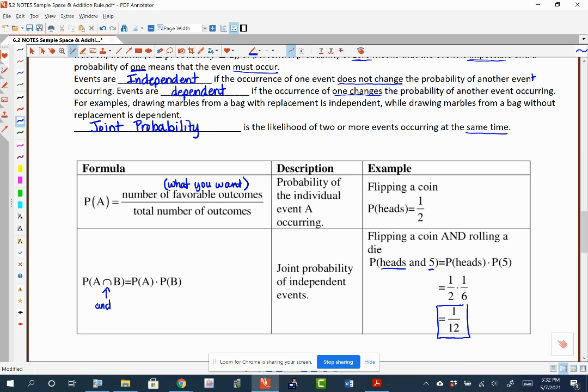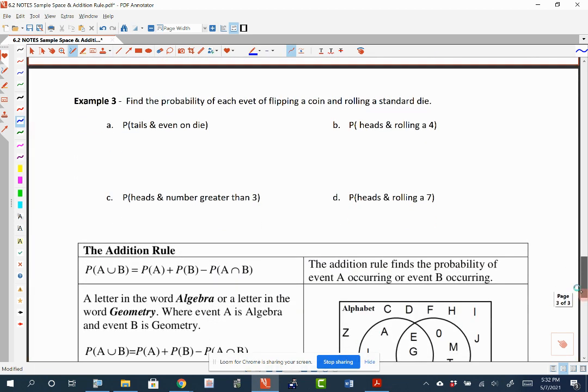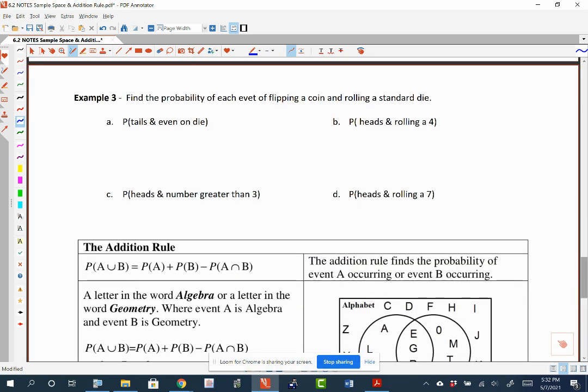So we have a 1 in 12 chance of something like that happening. Let's turn the page and look at example 3. Let's keep thinking about this joint probability.